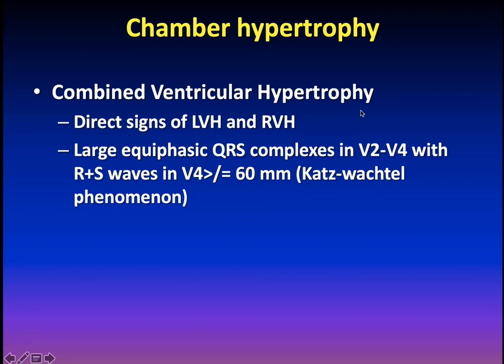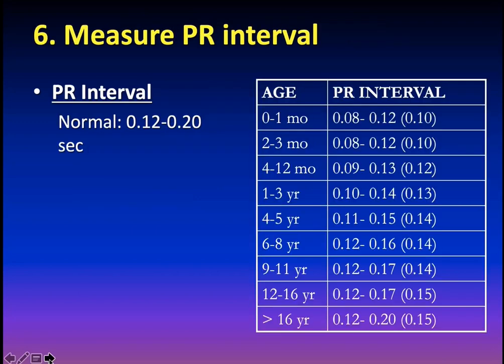So these are usually seen in patients with endocardial cushion defect, or we call it the combined atrioventricular septal defect, that are usually seen in patients with Down syndrome. Next, the PR interval.